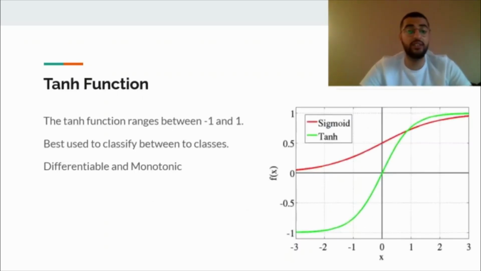Tanh function ranges between 0 and 1. It's also an S-shaped function. It's best used to classify between two classes because if it's over 0, then it's in the class. If it's under 0, then it's in the other class. It's also considered differentiable and monotonic.